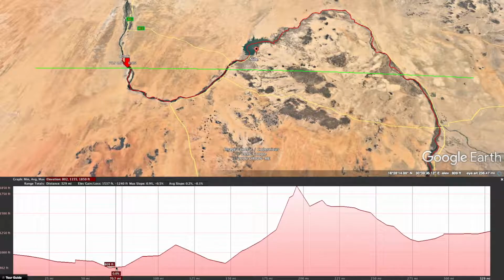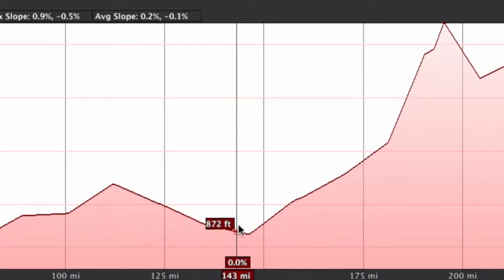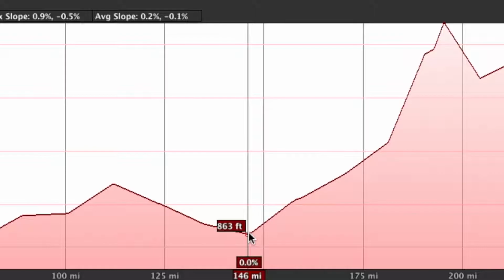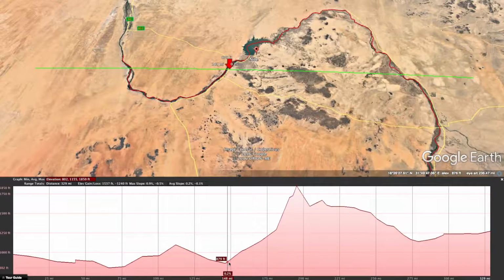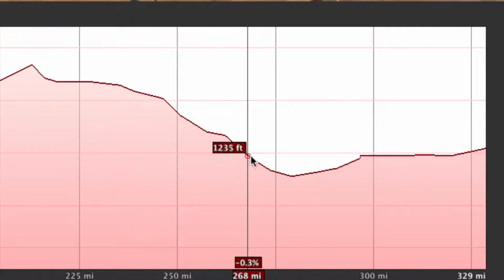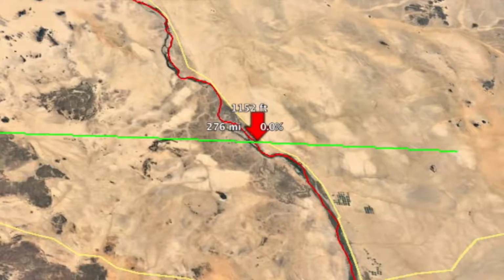And what do we see? That's where the river's flowing. Here's another low point in the cross section, so the river should flow here, and sure enough it does. And here should be another point where the river flows in this low point, and sure enough it does.